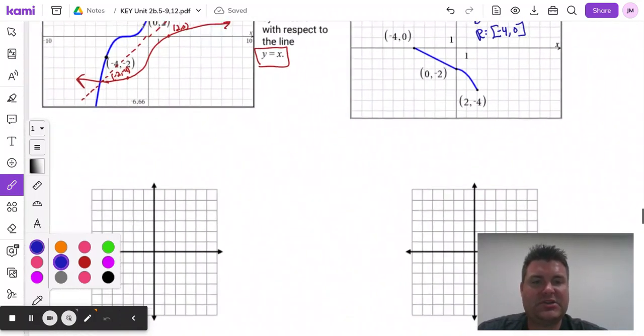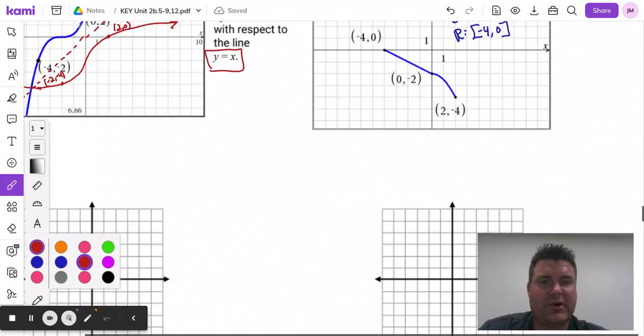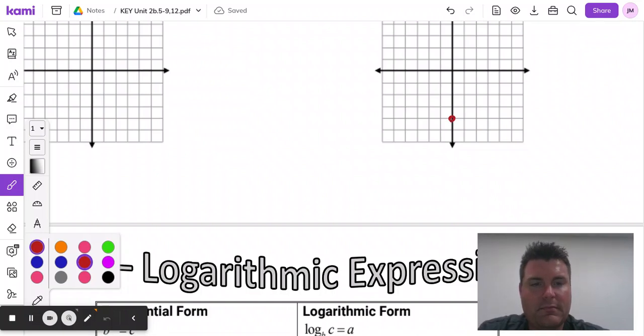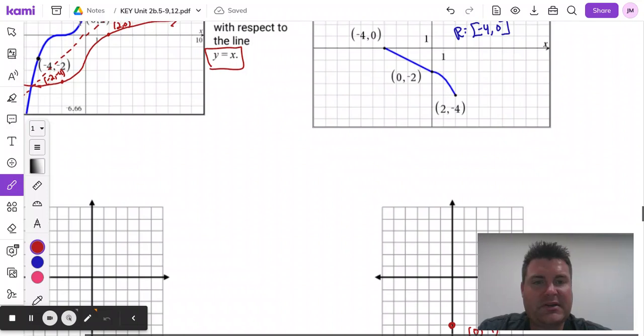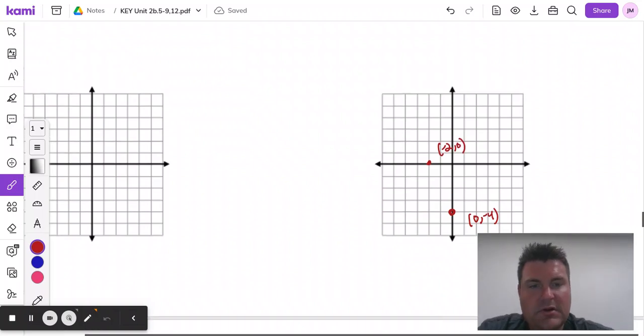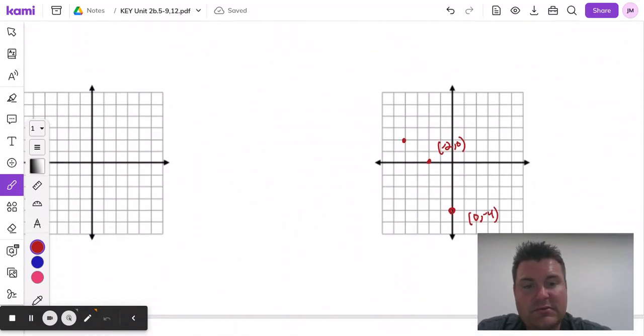Okay, as I'm sketching, and I'll sketch my inverse red down here. I'm going to switch all these points. So instead of (-4, 0), I'm going to have (0, -4). Instead of the point (0, -2), I'm going to go (-2, 0). And instead of the point (2, -4), I'm going to go (-4, 2).